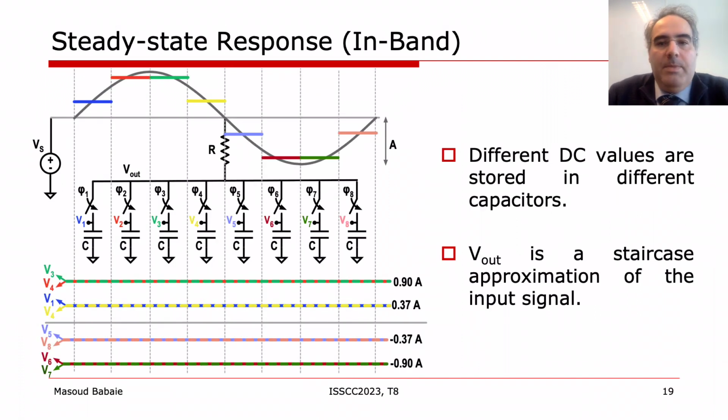The same thing happens for all other capacitors. The capacitors' voltages are related to the average value of their corresponding part of the sine wave. On the other hand, the output node senses the capacitors' DC voltages sequentially. Consequently, the output is a staircase approximation of the sine wave. You can also imagine that if one increases the number of the clock phases, one will have more capacitors and a better approximation of the sine wave at the output node.